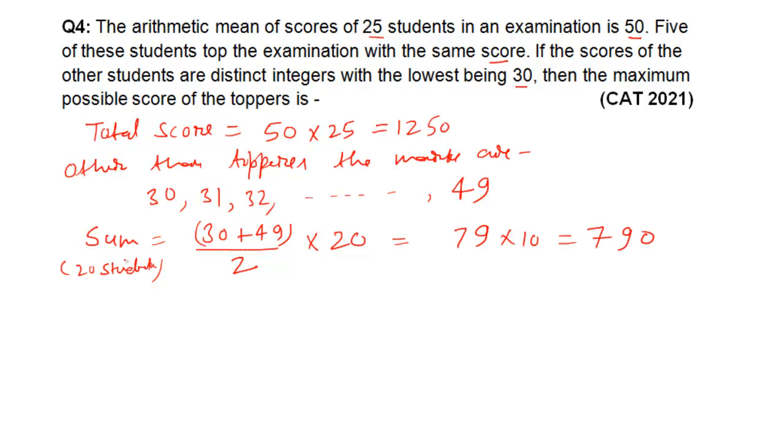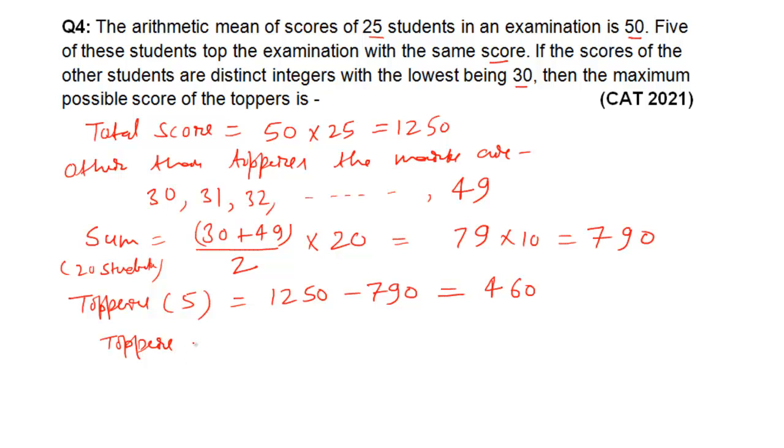So now I got the sum of the marks obtained by 20 students. So the marks of the 5 toppers, I am just writing in brackets, is 1250 minus 790. So this comes out to be 460. So the 5 toppers have got 460 marks. So the marks of each topper is 460 divided by 5, that is 92. So 92 is the marks of the topper. No option is given, and this is the correct answer.